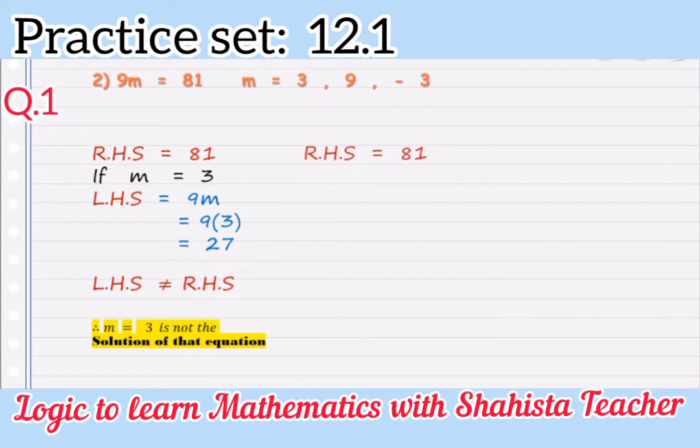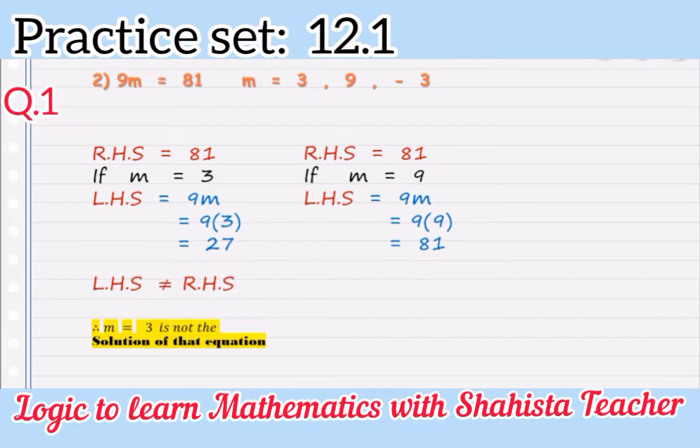Now let's solve the second condition. RHS is equal to 81 if m is equal to 9. Now here LHS is equal to 9m. In the place of m we will write 9. So 9 bracket 9. 9 9s are 81.